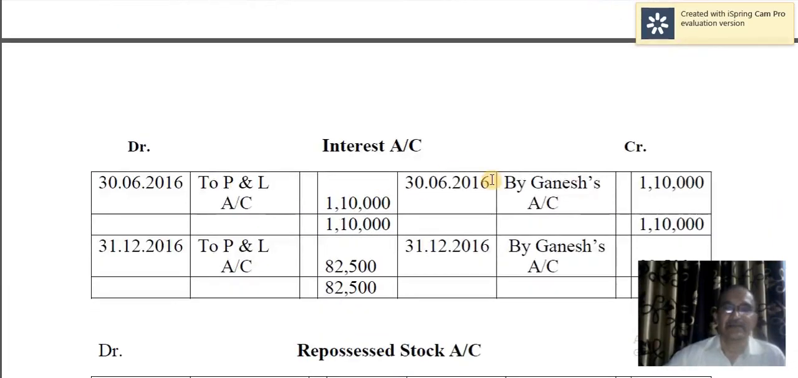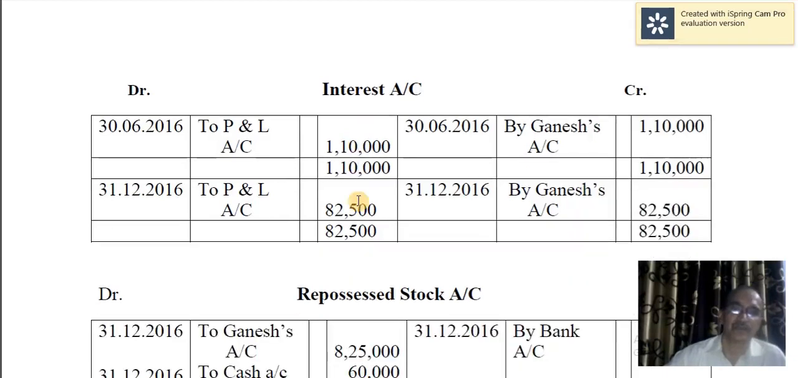And interest is an income for us, therefore it is credited by 1,10,000, debiting Ganesh account, and that is transferred to profit and loss account. Thereby interest account is closed, interest being a nominal account, that is closed at the end of the year. Second year interest is 82,500 due by Ganesh, and interest account is closed by transferring the balance to profit and loss account.